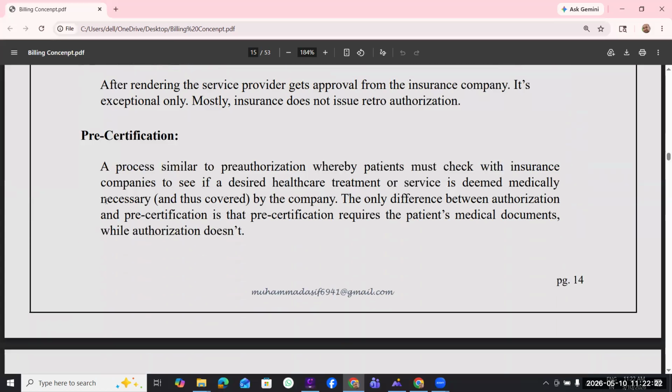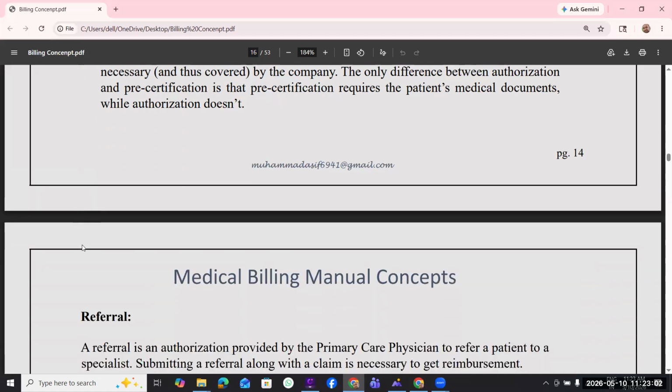Pre-certification, the term is called pre-certification. What is pre-certification? A process similar to pre-authorization, whereby the patient must check with the insurance company to see if the desired health care, treatment or service is deemed medically necessary and covered by the company. The only difference between pre-certification and pre-authorization is that pre-certification requires the patient's medical documents, while pre-authorization does not. So that is the difference between pre-certification and pre-authorization.